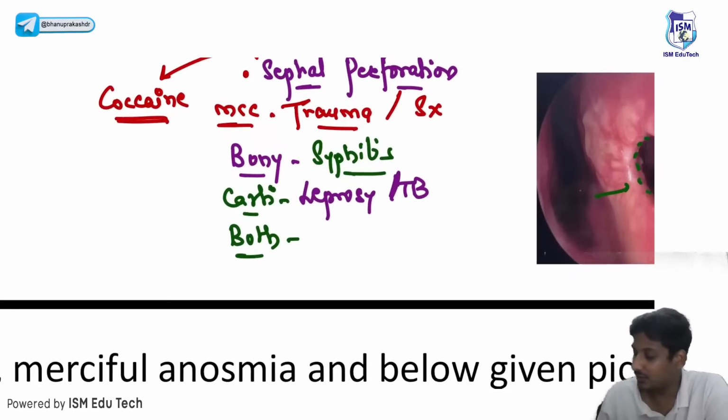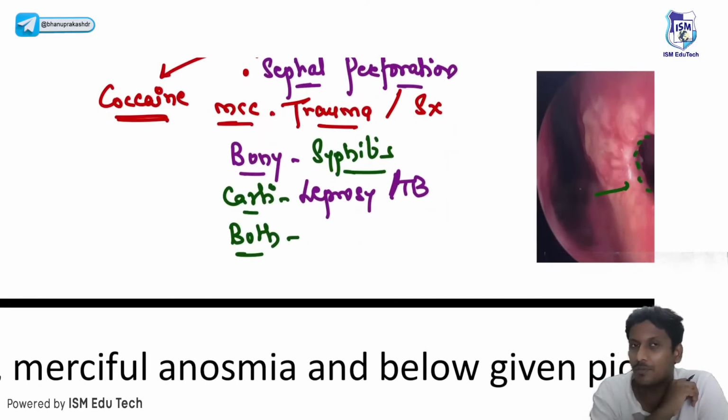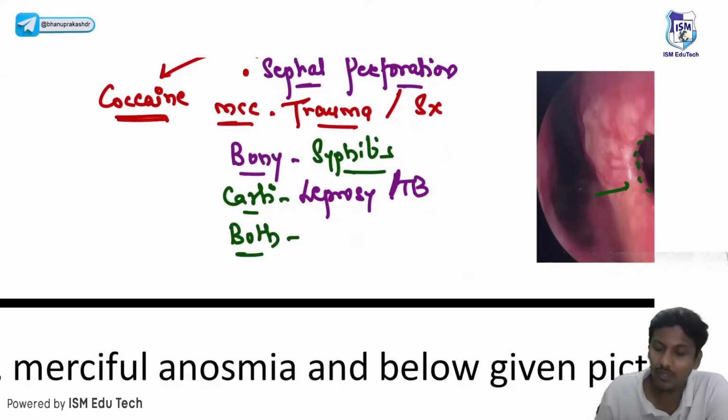Okay? Now which condition causes perforation in both the parts, bony as well as cartilaginous? That was a previous year question as well. Please let me know that. Which condition causes septal perforation in both the parts?